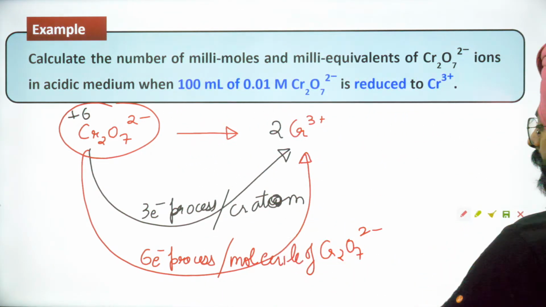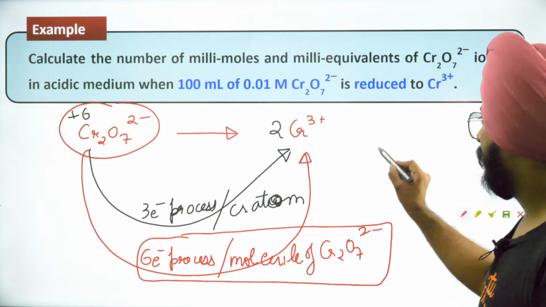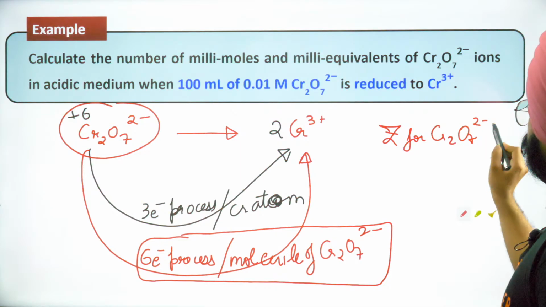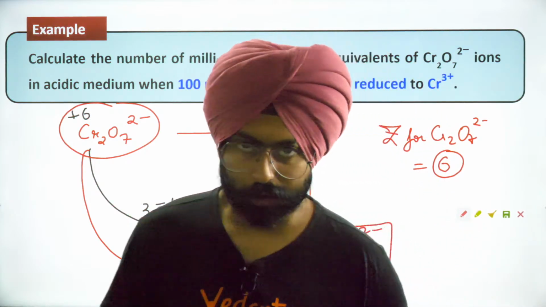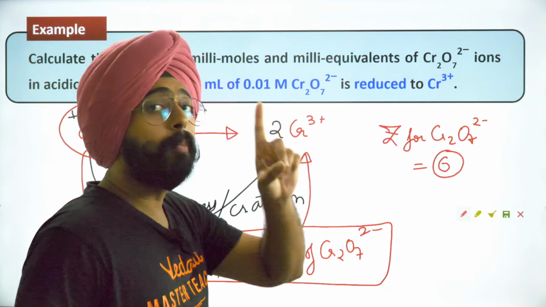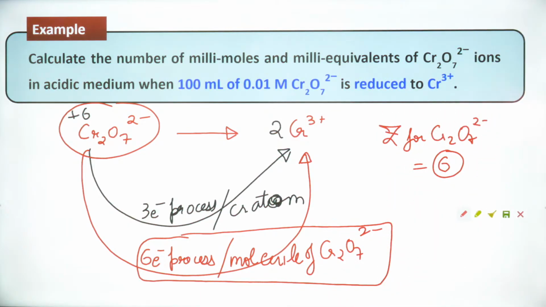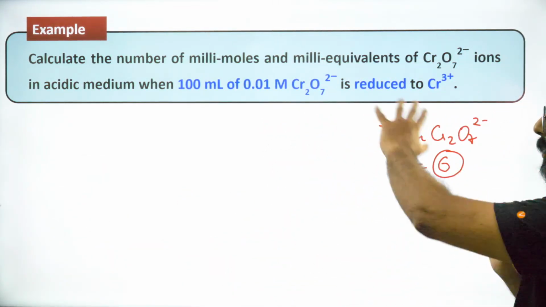Okay, so this is a 6 electron process per molecule of Cr2O7 2 negative. So my dear friends, what is the valency factor for Cr2O7 2 negative? Valency factor is equal to 6. In redox reactions, valency factor is as good as the number of electrons involved in that process per molecule. You just have to look at the number of electrons involved in a process per molecule and that will give you the answer for your Z factor. Okay? Let's move ahead with this question. After we know this information, let's solve the rest of the question.